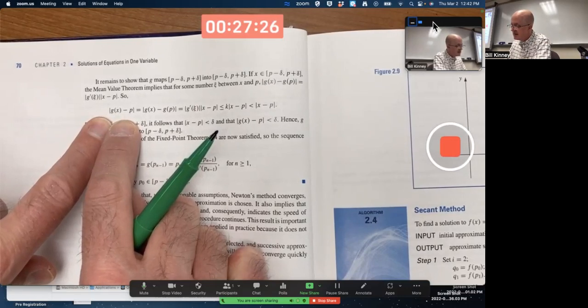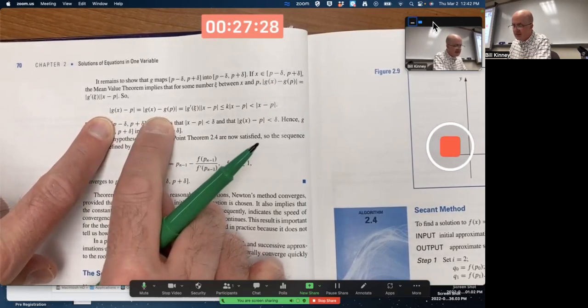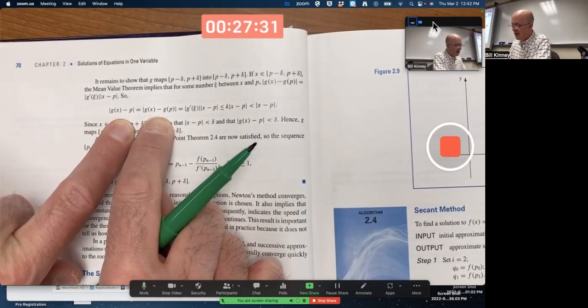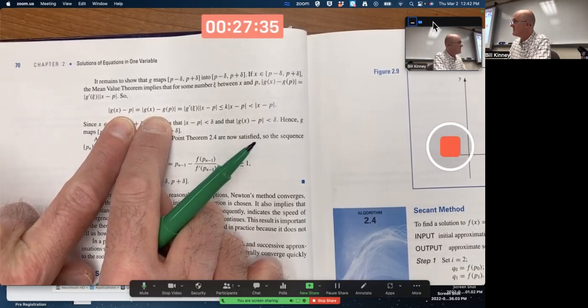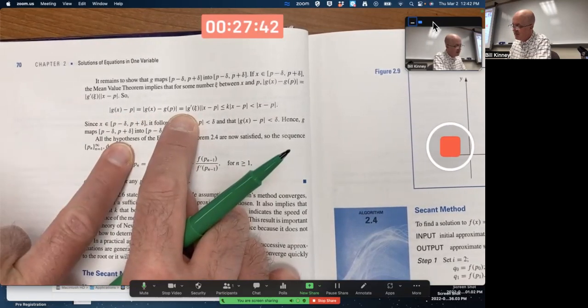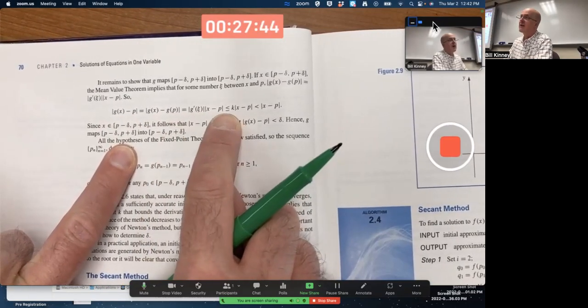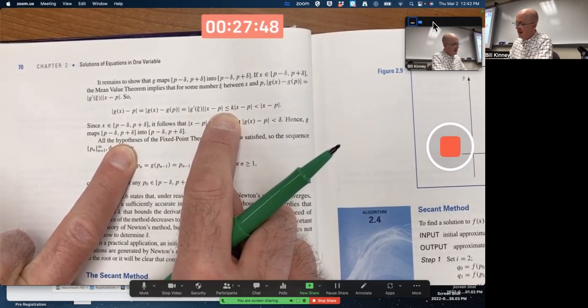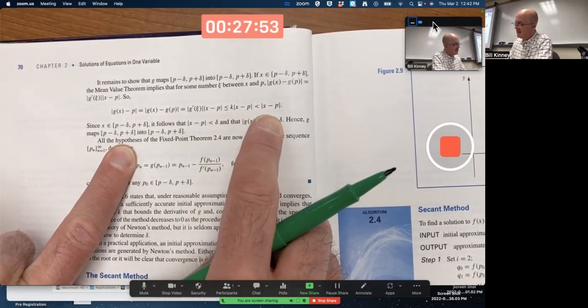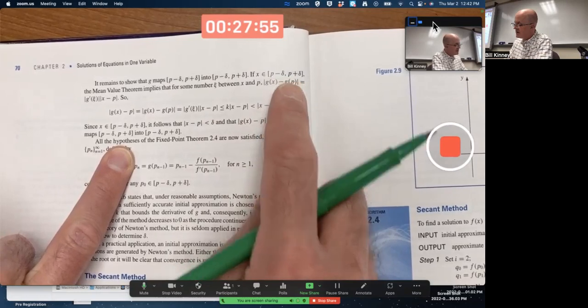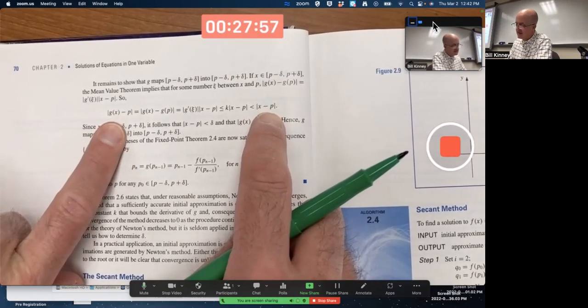Why is it equal to that? Somebody tell me, why are these two things equal? P is assumed to be a fixed point of G. That's why they're equal. Or it was proved to be a fixed point of G. Then this equality is from the mean value theorem. Then this inequality is from what we just did on the previous page. And then K is less than 1, so this is less than that. But X is in the interval there, so this is less than delta, therefore this is less than delta, done.